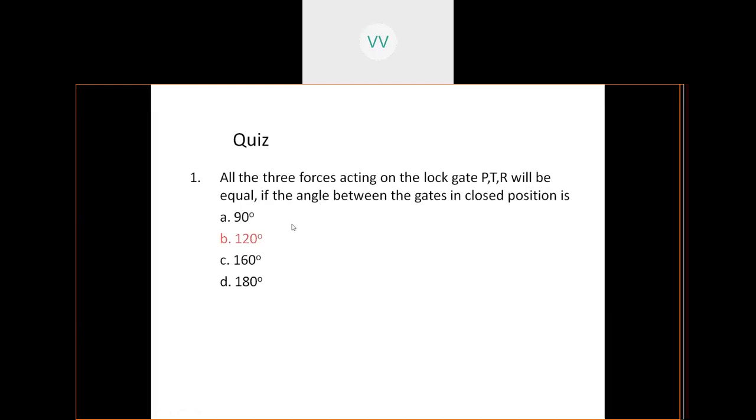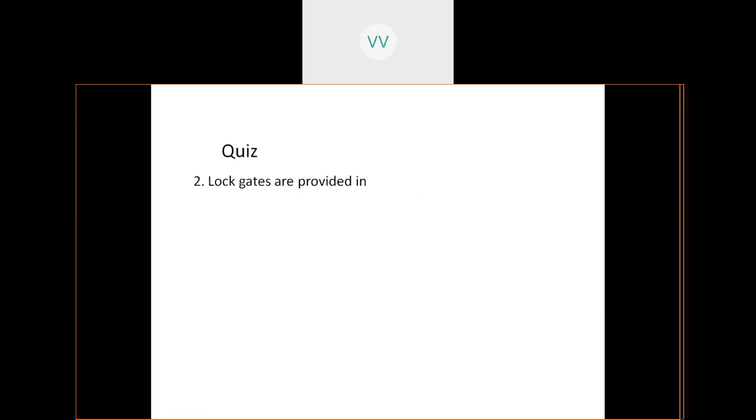Right. Then a second question: log gates are provided in irrigation channels, navigational channels, inundation channels, or power canals. So it is navigation canals. For the purpose of navigation only, these log gates are provided.